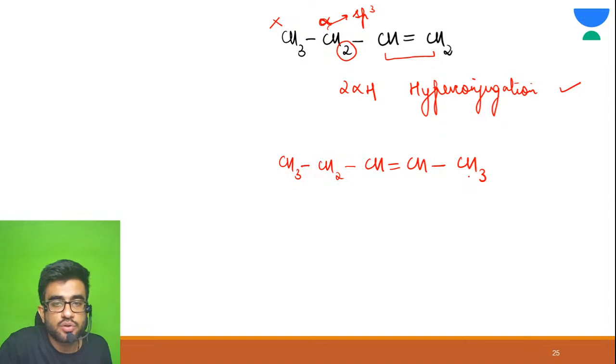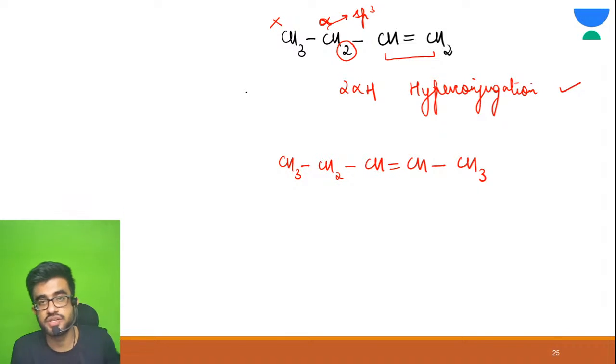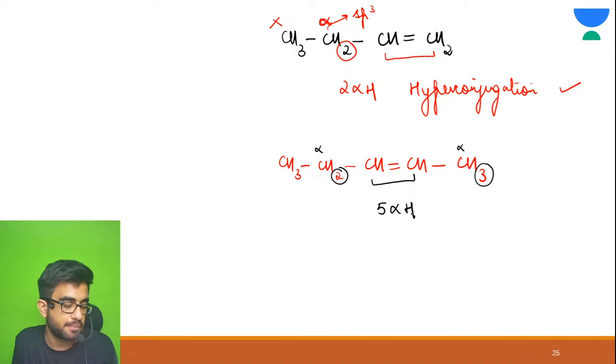Now tell me how many alpha hydrogen this particular compound has. Tell me in the chat section. This is your double bond. All those carbons which are directly attached to the double bond are alpha. This is your alpha, this is your alpha. Both are alpha. So here 2, here 3. So this has 5 alpha hydrogen, and hyperconjugation is also possible.